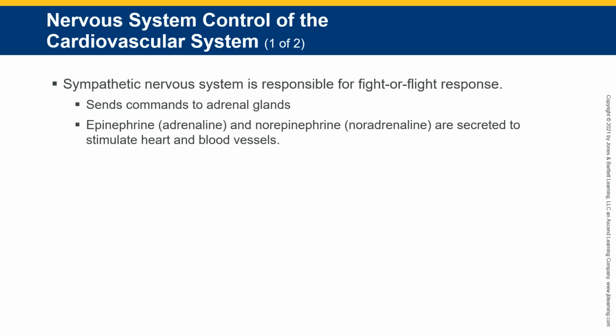The next system we're going to talk about is the nervous system, the nervous system's control of the cardiovascular system. So the sympathetic nervous system, also called your fight or flight nervous system, sends a response to the adrenal glands. The adrenal glands then produce either epinephrine or norepinephrine. Both of these are hormones that are secreted to stimulate your heart to beat faster and your blood vessels to constrict, giving you that ability to fight off or run from a stressful stimulus.